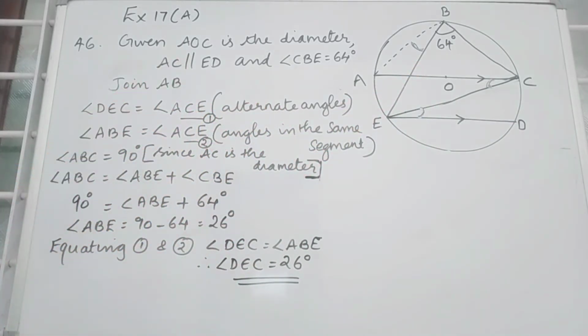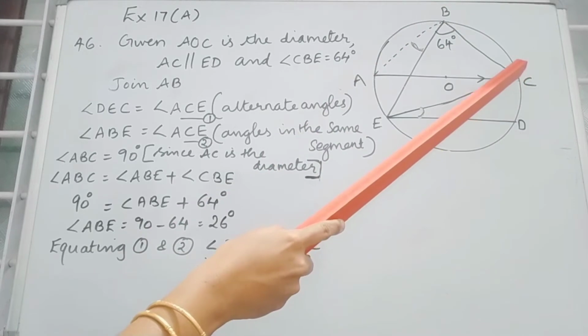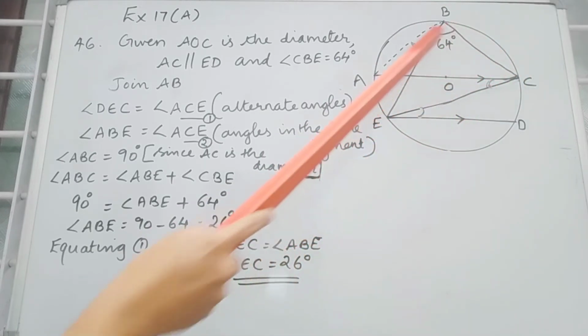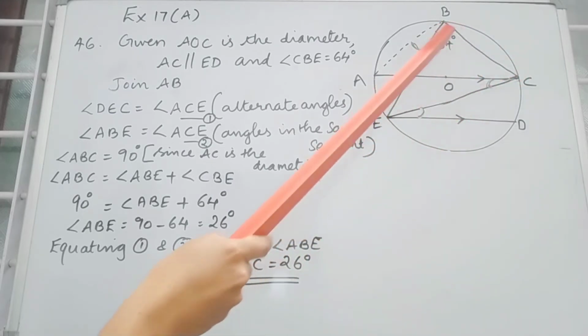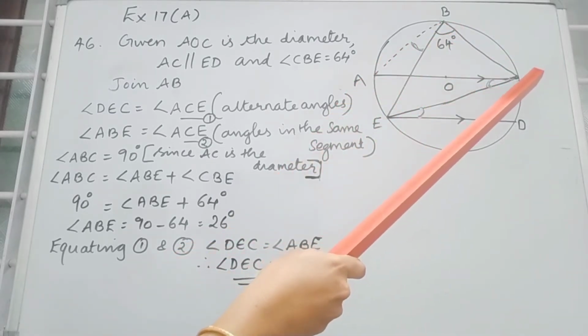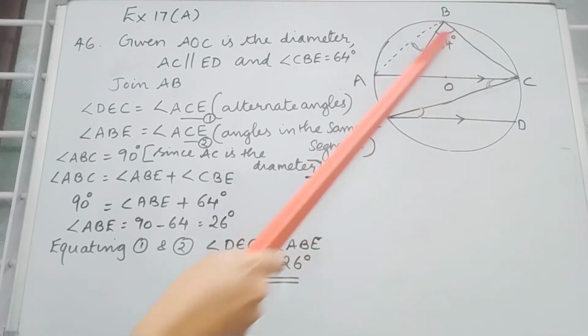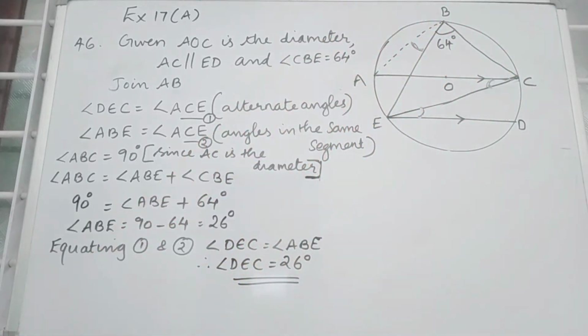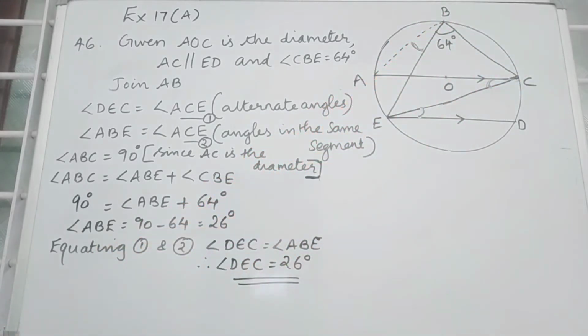Then look at angle ABC. ABC will be 90 degrees. How did we get 90 degrees? Because AC is the diameter. So ABC will be 90 degrees, since the angle in a semicircle is a right angle. The total angle we can write as 90 degrees.